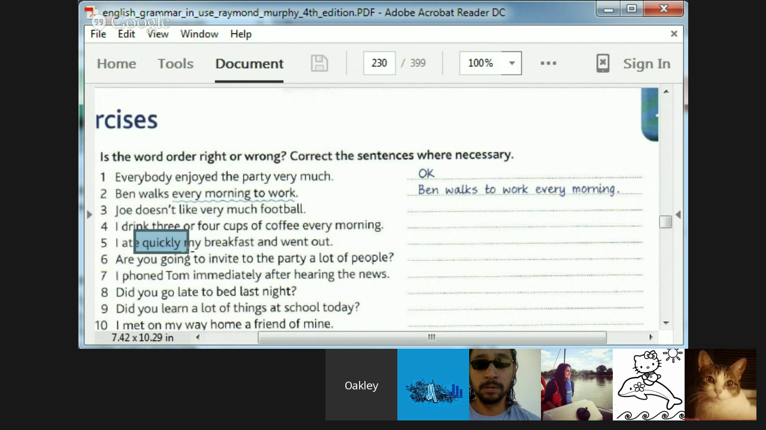You could say, quickly I ate my breakfast and went out. I quickly ate my breakfast and went out. I ate my breakfast quickly and went out. I ate my breakfast and quickly went out. I ate my breakfast and went out quickly. It's virtually the only place you can't put this adverb is where it is right now. But of course, if you put it around went out, then the adverb would be working on went out. It would be describing how you went out. That's what an adverb does, by the way.